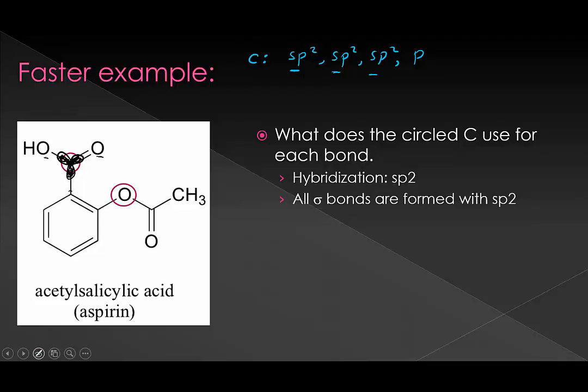Now, what about the other bond? What about the double bond here? What is that formed with? That's always formed with your leftover p orbital. And so if we have our leftover p orbital here, that's going to come across and combine with the oxygen's to form your pi bond.